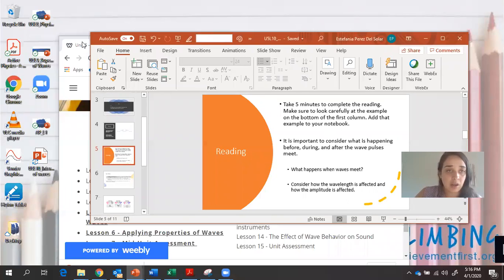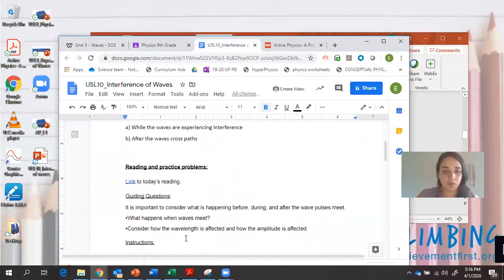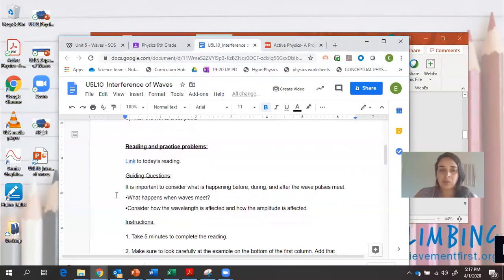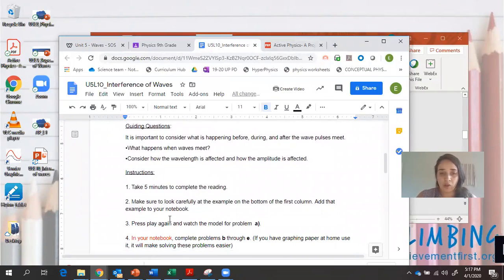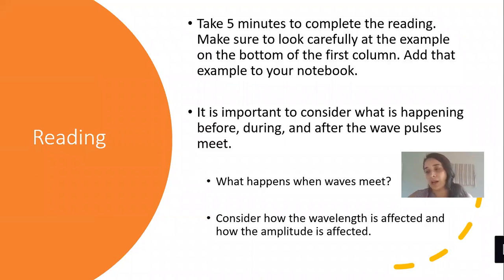So just so that it's clear, in your work document, there is a link to the reading, which you should have open already. You're going to keep in mind these guiding questions as you read, and then you're going to take 5 minutes. Then you can just follow these instructions. Right. When I say press pause now, take the next 5 minutes to complete the reading and copy the example at the end of the reading in your notes. When you're ready to come back, press play. Press pause now.